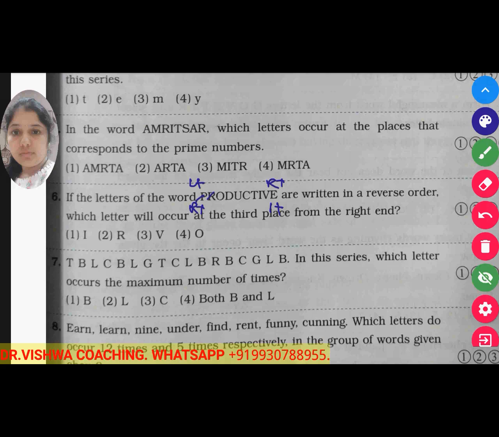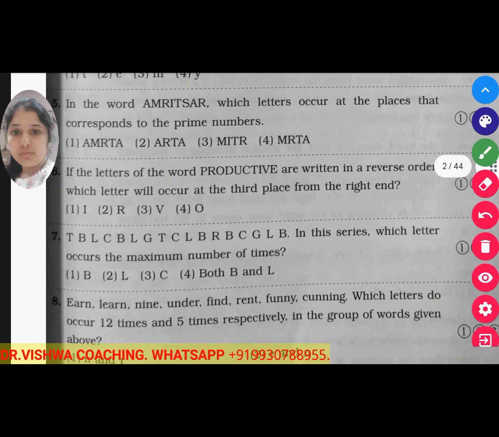So 1, 2 and 3. So O is the letter which is at third place from the right side. So option number 4 is the correct option. Or you can write in the reverse order like E, V, I, T, C, U, D, O, R, P. Now calculate the letter from the right side which is at third position. So O is at third position.